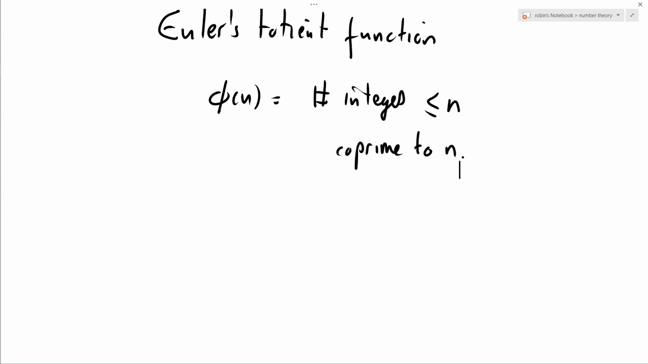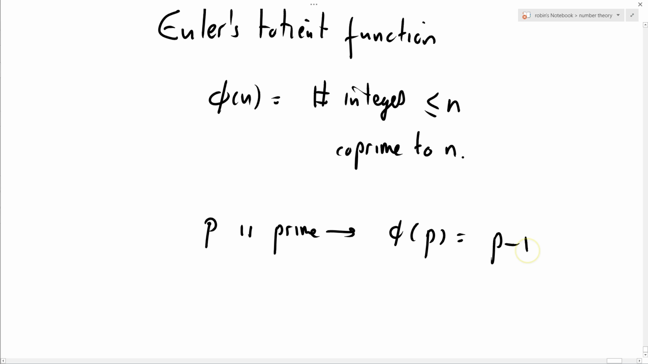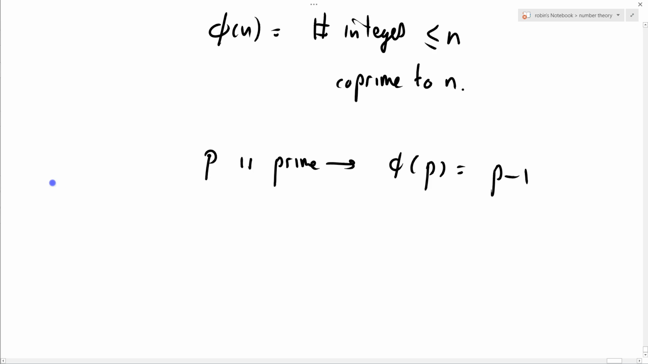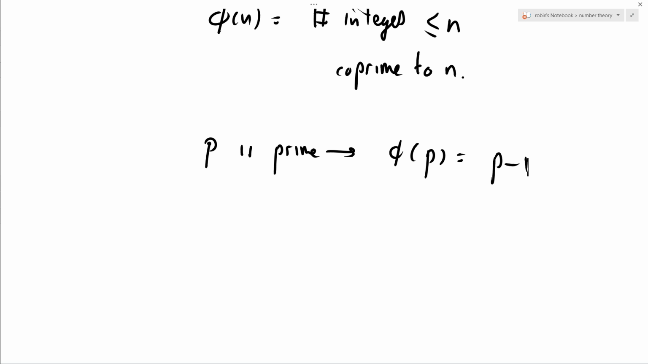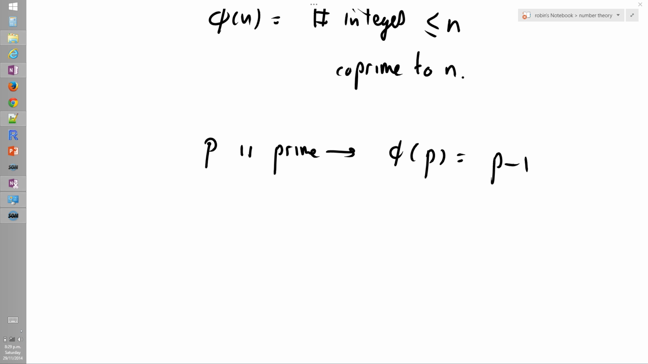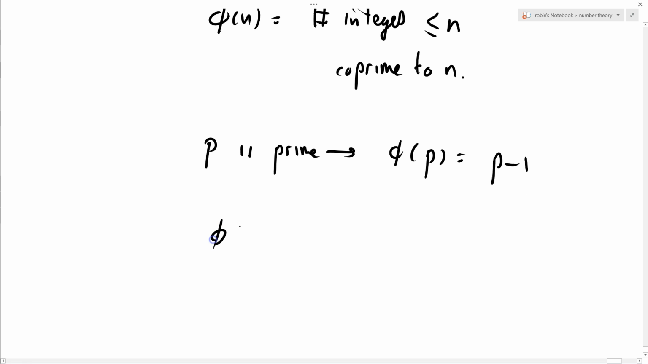First thing is that if p is prime, this implies that phi of p equals p minus 1. Great. Dead easy. How about figuring out phi of p to the k? So in other words, we've got phi of n where n is a power of a prime.